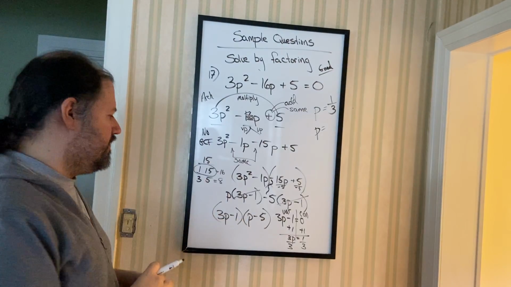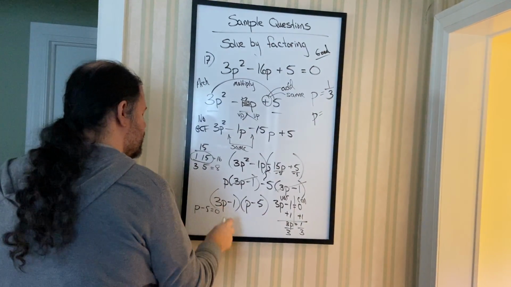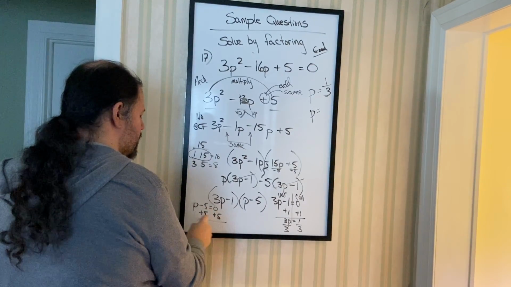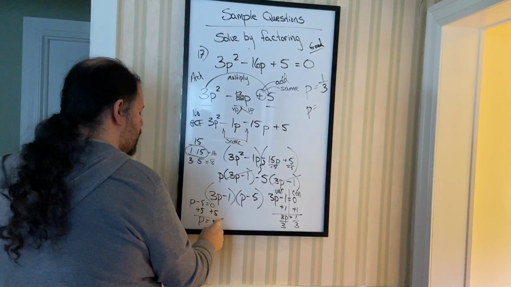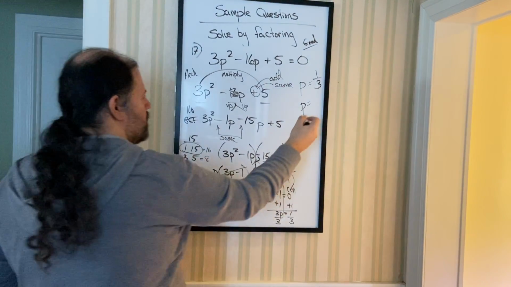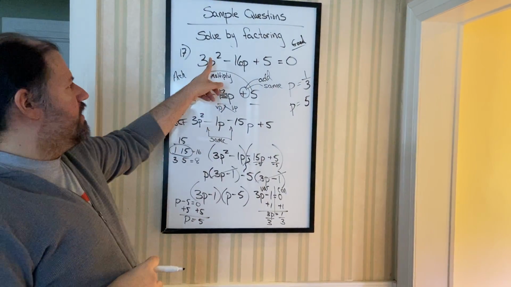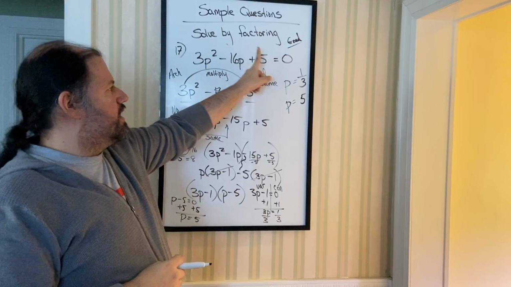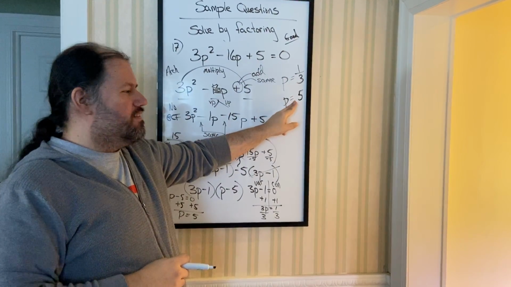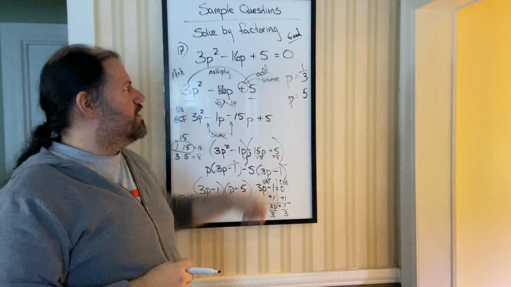And then p minus 5, set that equal to 0. You can clearly see all you have to do here is just move the constant over. There is no coefficient that we have to divide by, so there's our second answer. P is just a whole number 5. So remember, 2 answers, because it has an equal sign, our answer is going to be p equals, no parentheses or anything like that. And there's our 2 answers, 1/3 and 5.